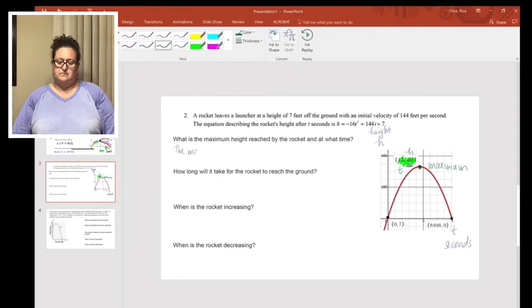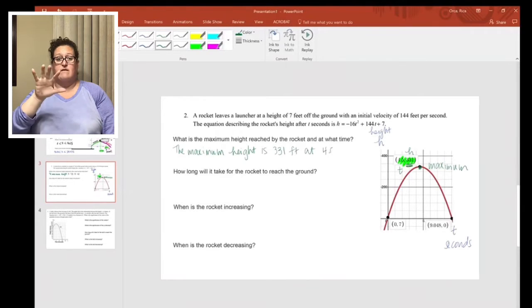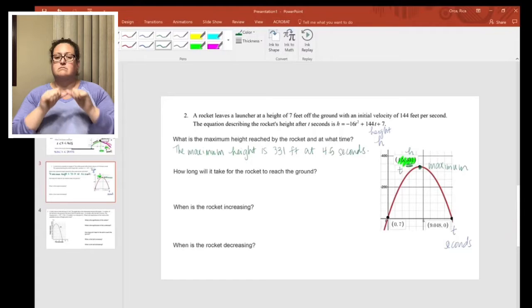The maximum height is 331 feet at 4.5 seconds. Let's move on to the second question. How long will it take for the rocket to reach the ground?